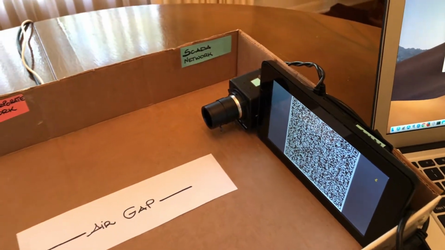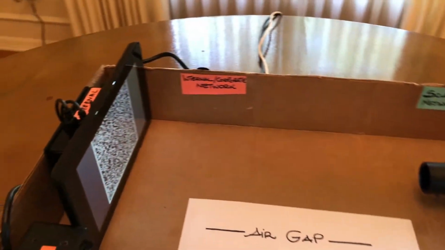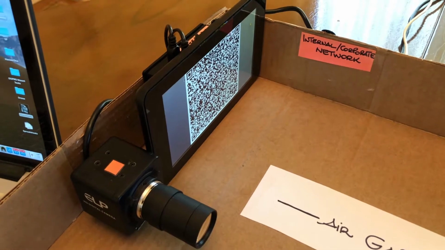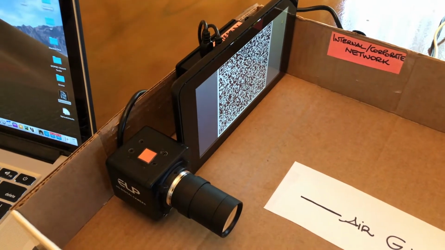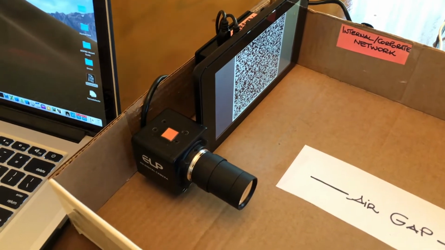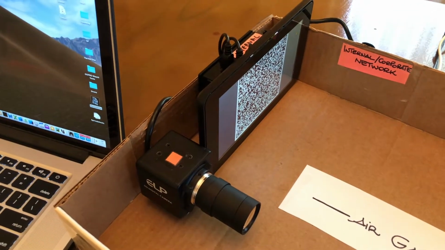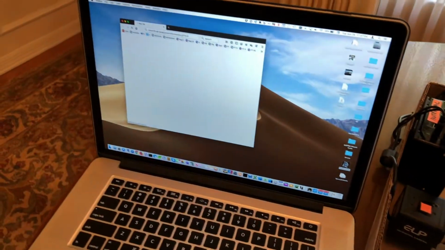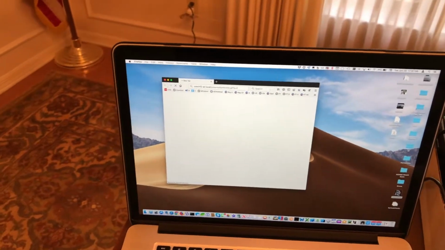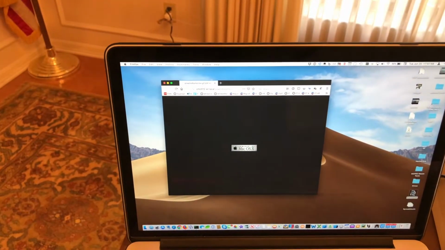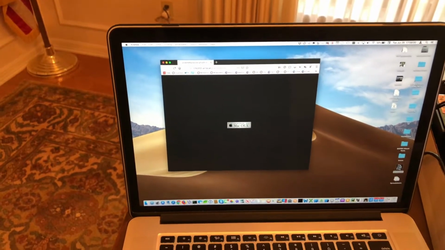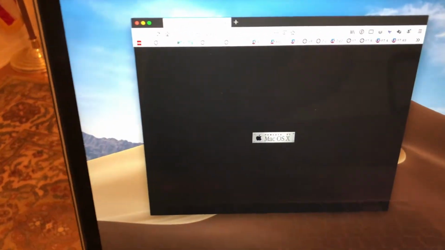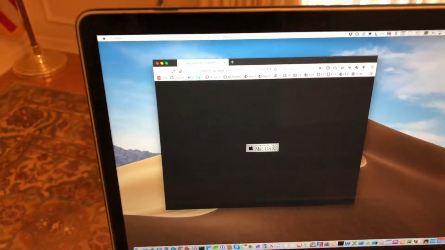The QR codes are going to be received by the camera on the device on the internal corporate network, which will reassemble the data in the QR codes, and it will at some point display the image on the computer. And here it is. It was about 7 or 8 QR codes.